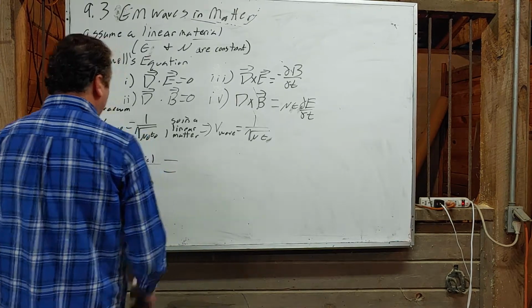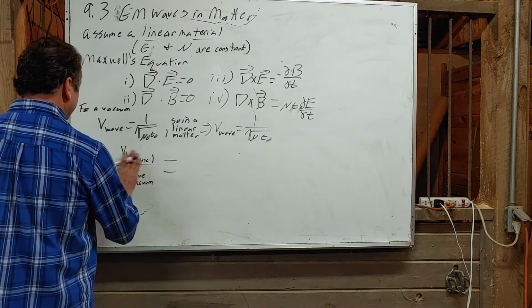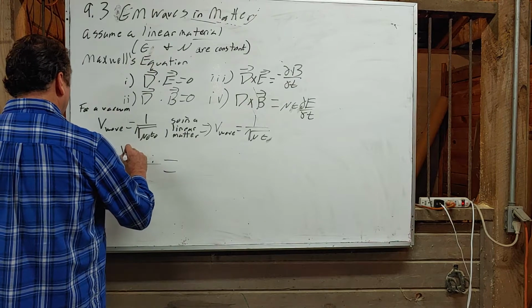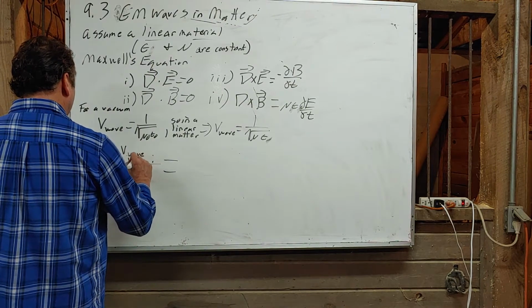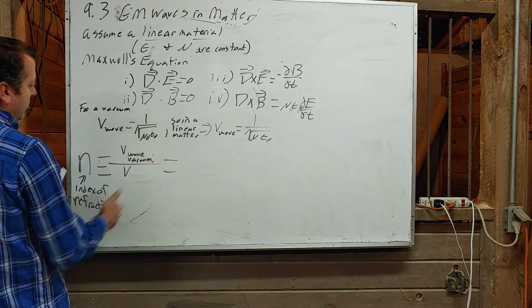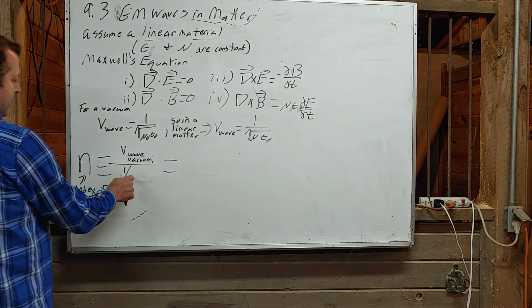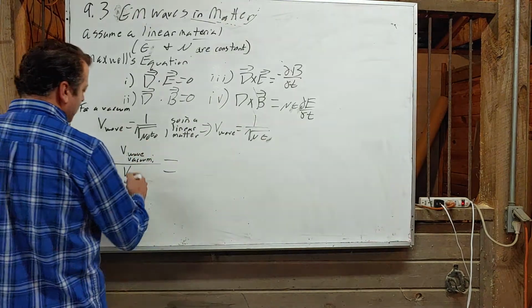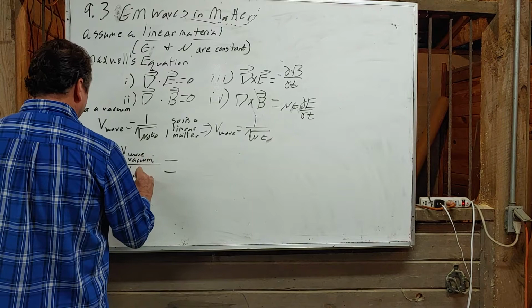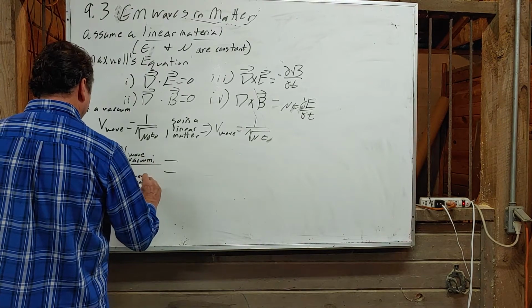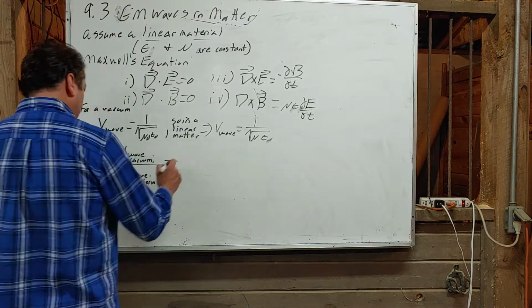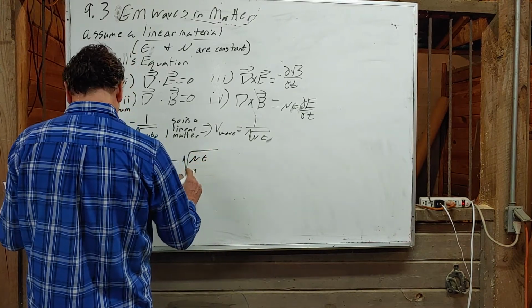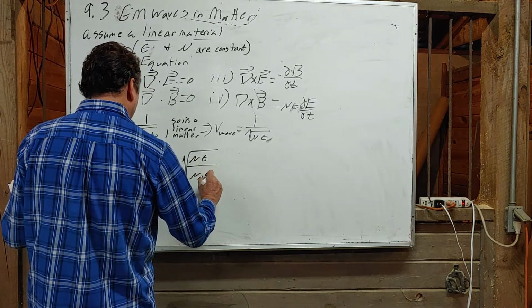My apologies, I got these upside down. It's the velocity of the wave in a vacuum over the velocity in the material. Because n is greater than 1, for that to be greater than 1, this number has got to be smaller than that one. Velocity in a material is always less than velocity outside of a material in a vacuum. So n is going to be equal to the square root of mu epsilon over mu naught epsilon naught.